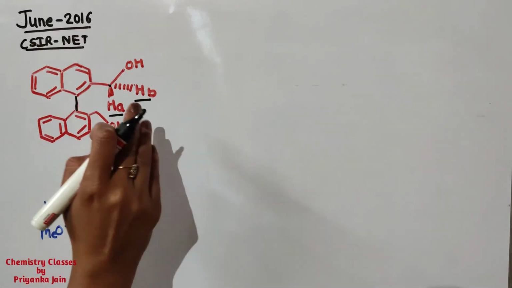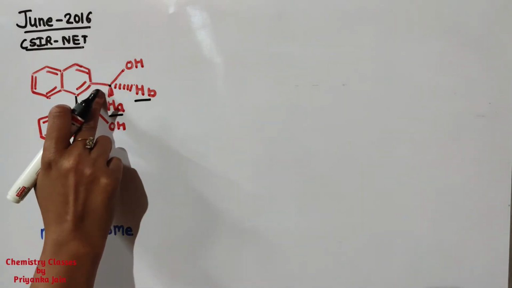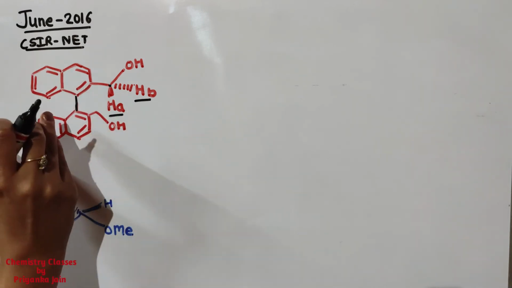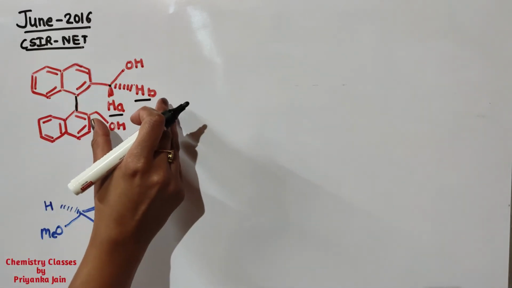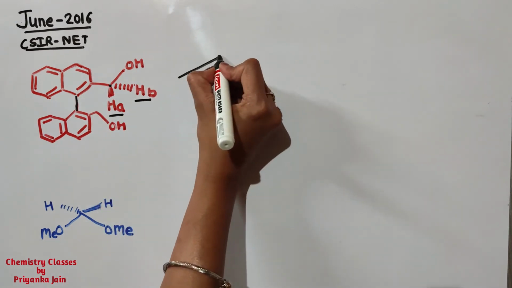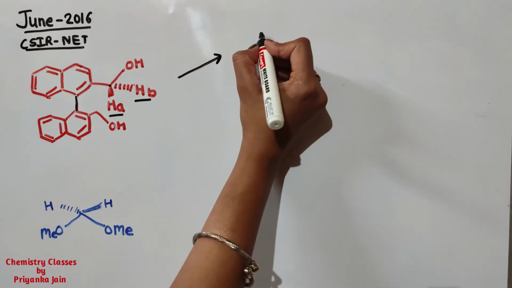What I told you in our previous lecture is that if a new chiral center is generated adjacent to the previous chiral center, then the two hydrogens, the two groups, are diastereotopic, and we can understand this with the help of replacement. Suppose I am replacing these one by one. So what are we getting? See here.